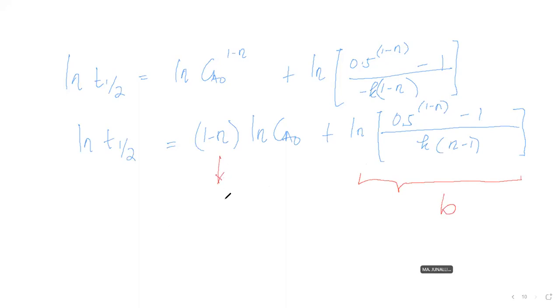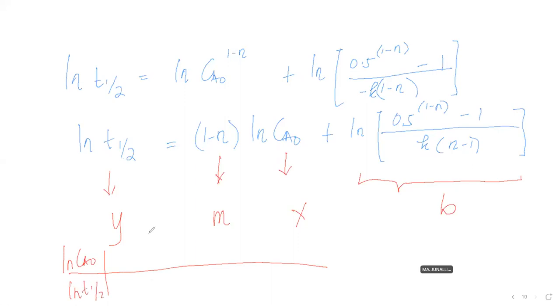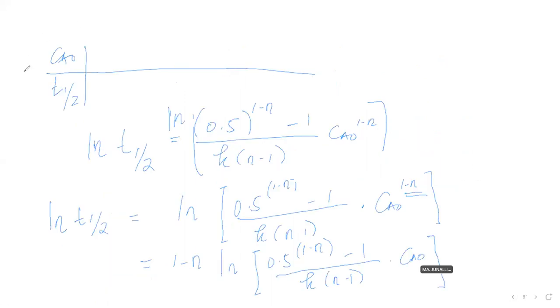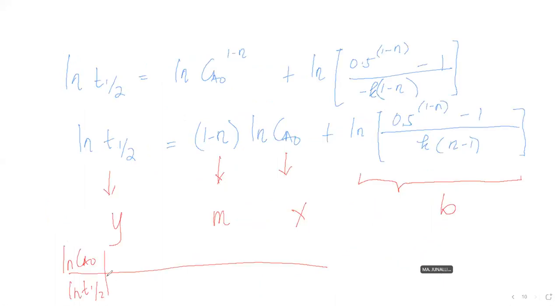This one is the m of your best fit line. This is your x, and this is your y, which dictates that the original CAO versus half-life data should be converted to the ln of CAO and the ln of half-life data. So for the raw data that the problem gave you, you are to get the ln of the data. All of the values that you have here, you have to take the ln. That way, you will have this new data set.